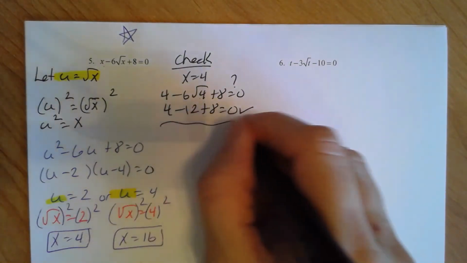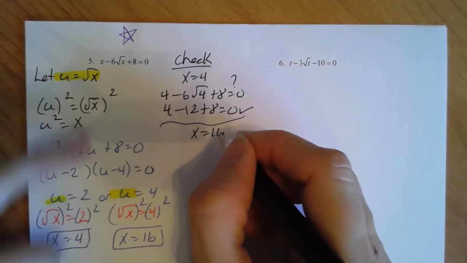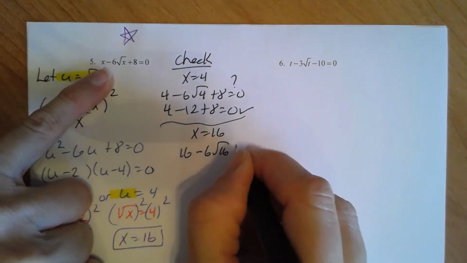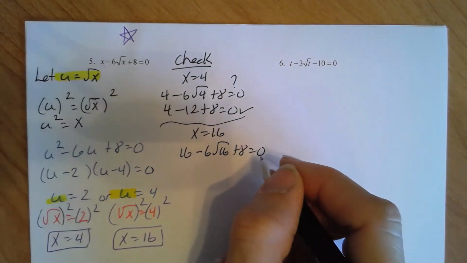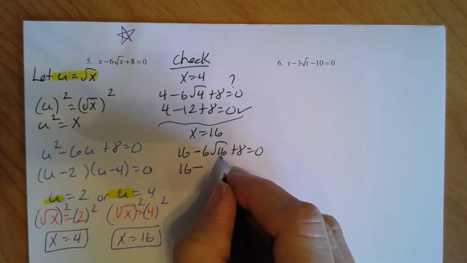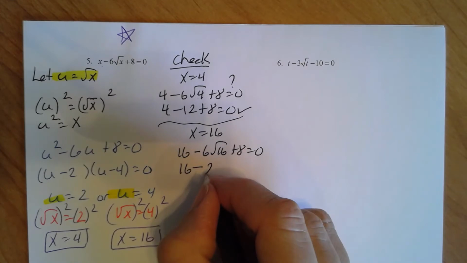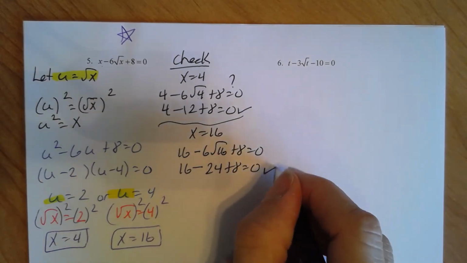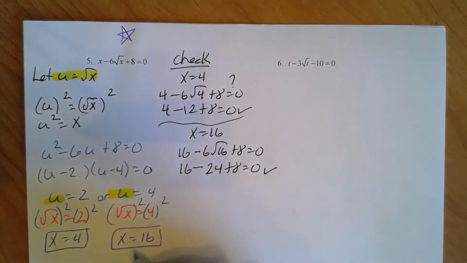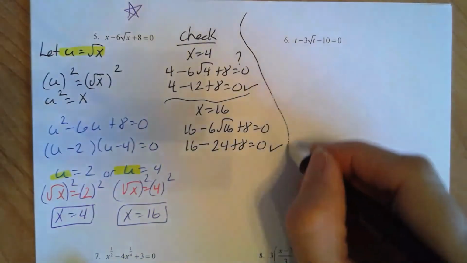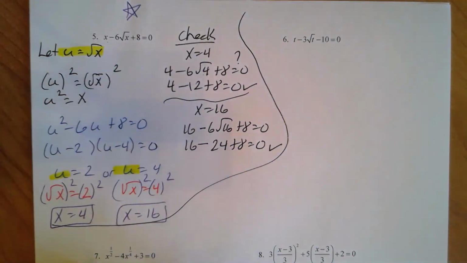Now we're going to check 16. So when I plug in a 16, I get 16 minus 6 square root of 16 plus 8 equals 0. So 16, and then minus, the square root of 16 is 4. 4 times 6 is 24, plus 8 is supposed to equal 0, and that checks out as well. So both answers do work. Sometimes both will work, sometimes both won't work. Sometimes one will, one won't. So make sure you're always checking your answers.